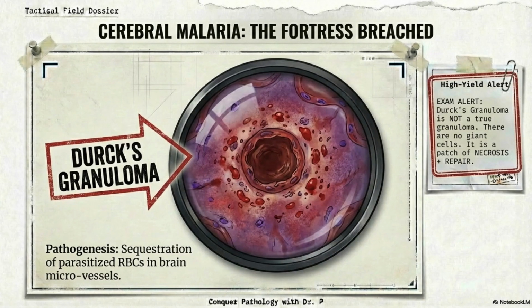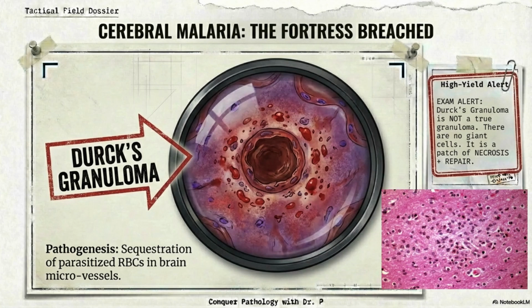Now to the brain, cerebral malaria. Here we see Dirk's granuloma. This is not a true granuloma. There are no giant cells or epithelioid histiocytes. It is a patch of necrosis and repair caused by the sequestration of parasitized RBCs in brain microvessels.